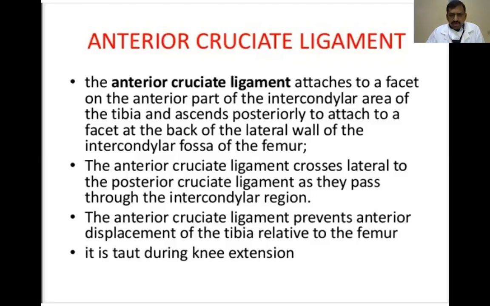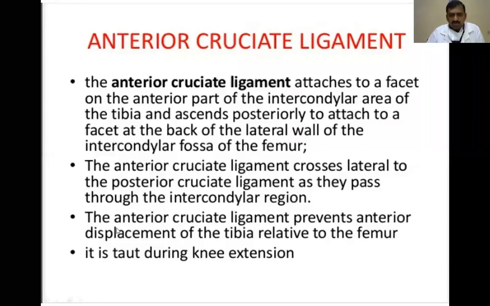The anterior cruciate ligament prevents anterior displacement of the tibia relative to the femur. Here it prevents the anterior displacement of the tibia. It is taut during knee extension. During extension of the knee, it becomes taut.